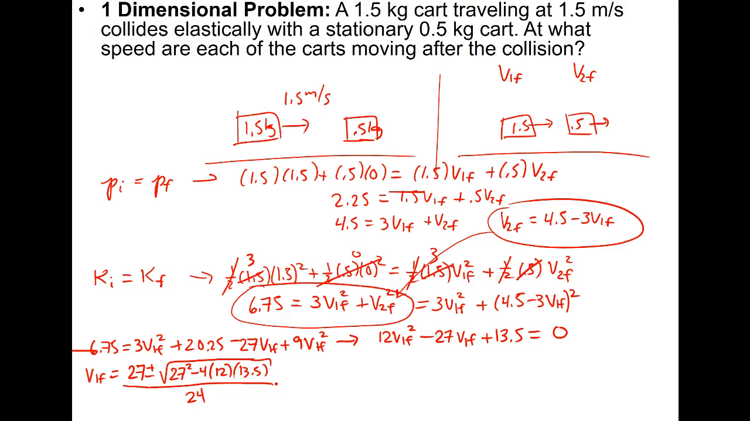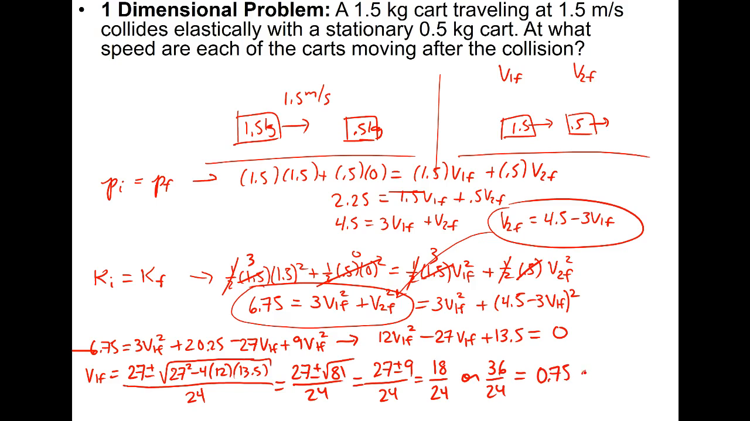Okay, and lo and behold, this is actually going to work out really nice because everything under the square root is just 81. So we're going to have 27 plus or minus the square root of 81 over 24. So it's 27 plus or minus 9 over 24. And this is going to give us, let's see, it's going to be 18 over 24ths, or it's going to be 36 over 24. So that means we get 0.75 or 1.5.